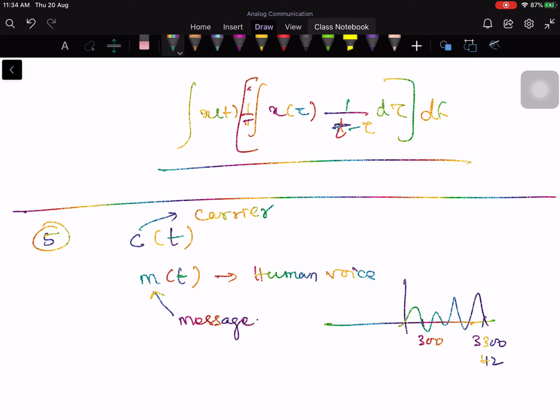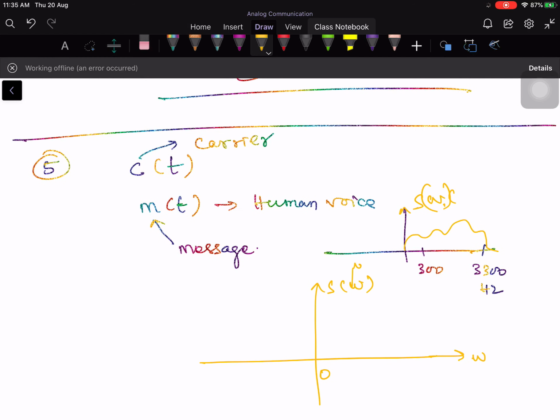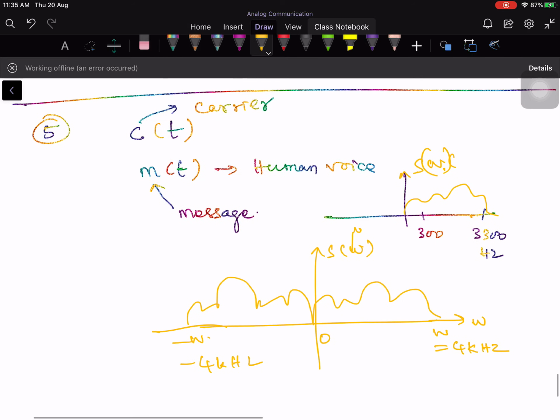Its spectrum looks like this, the power spectrum of your voice signal, S of omega. If you take any real signal, then the spectrum, this is 0, this is omega, S of omega. Whatever you draw here, the same thing you should draw here, the negative frequency also, minus W to plus W. Let us take 4 kilohertz, and this also minus 4 kilohertz, because as I said, for real signals there exists a negative frequency component.